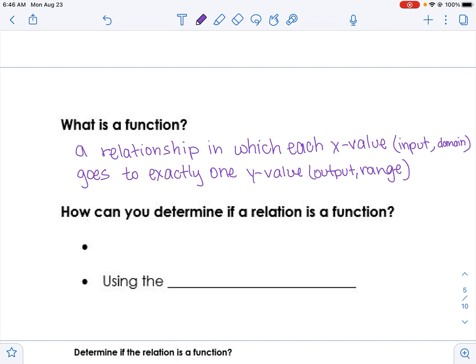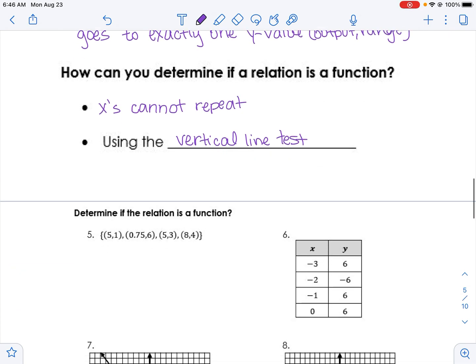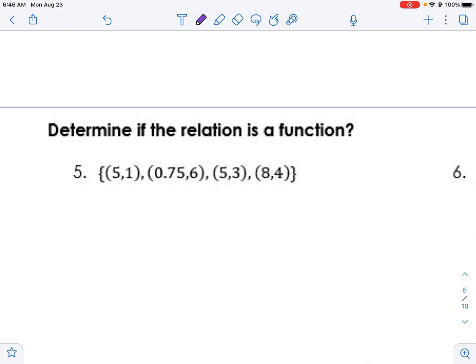Okay, so how can you determine if a relation is a function? Well, first off, our x's cannot repeat. And then we have something called the vertical line test. Okay, so let's look at some examples in practicing this. So if we have a graph, we're going to use the vertical line test. And if we have ordered pairs or a mapping, we're going to look to see if the x's repeat.